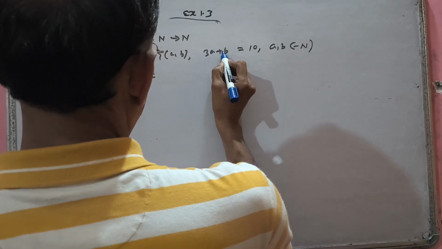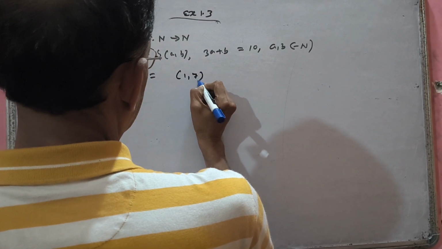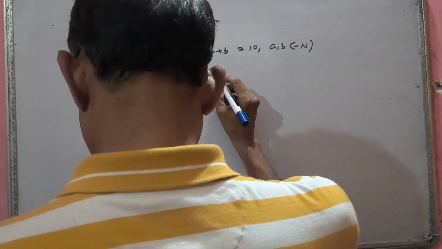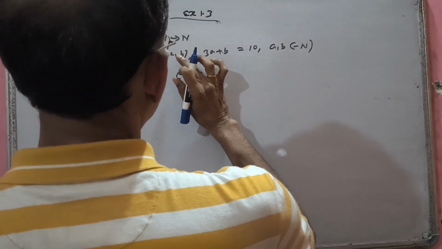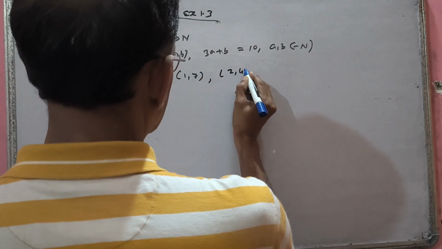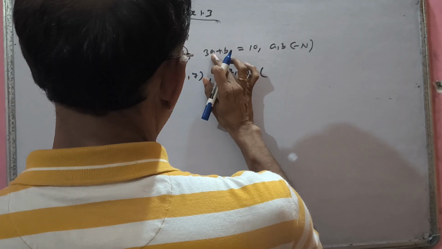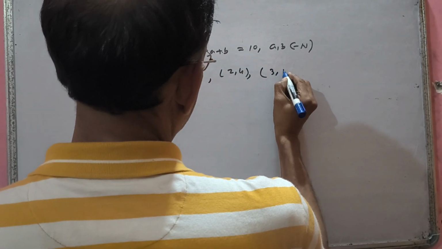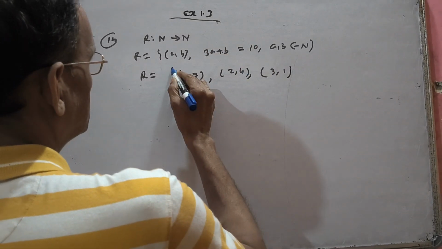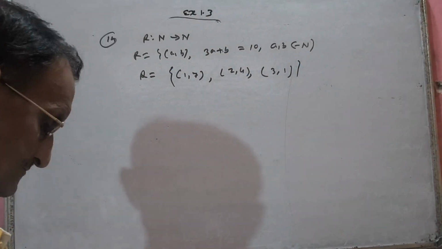(1, 7): 3 times 1 is 3, plus 7 is 10. Then (2, 4): 3 times 2 is 6, plus 4 is 10. Then 3 times 3 is 9, plus 1 is 10, so (3, 1). For 4, we can't write it. So this much only. R equals {(1, 7), (2, 4), (3, 1)}.